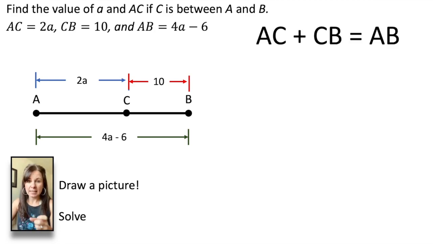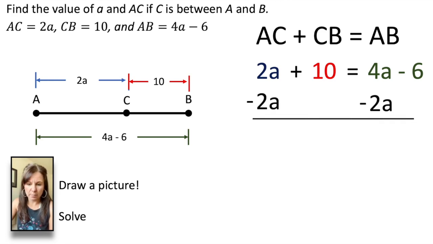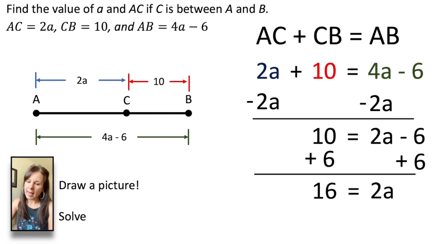All right, so same formula that we used before. AC plus CB equals AB. The little parts of the segment added together equal the whole segment, right? So 2A plus 10, those are the little parts, equals 4A minus 6, that's the big part. Pull in your algebra skills, subtract 2A from both sides. We get 10 equals 2A minus 6. Add 6 to both sides. We're trying to get A by itself. 16 equals 2A, so A equals 8.